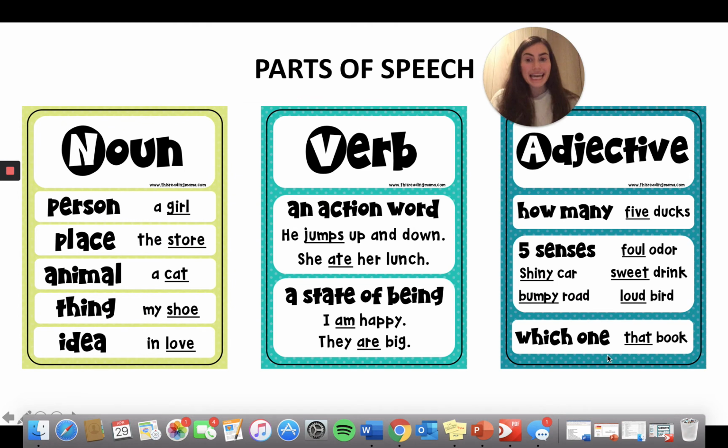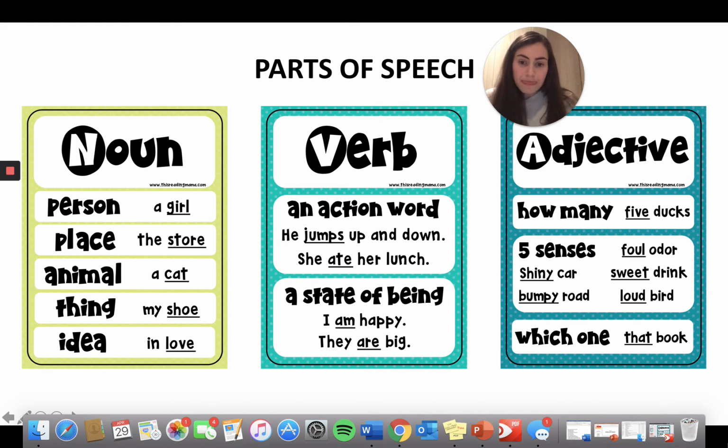Or we could say Kevin is running fast. How is he running? Fast. The adjective would be fast. The verb, running. And the noun, it's Kevin. So those are the 3 categories that we're going to focus on today.